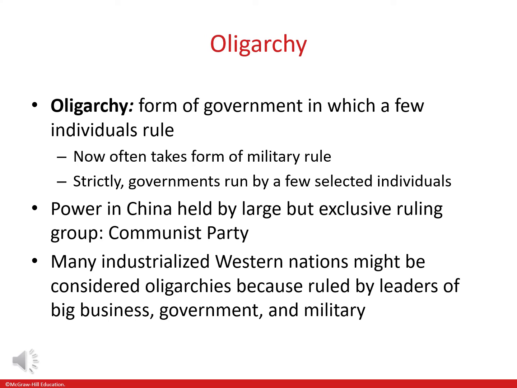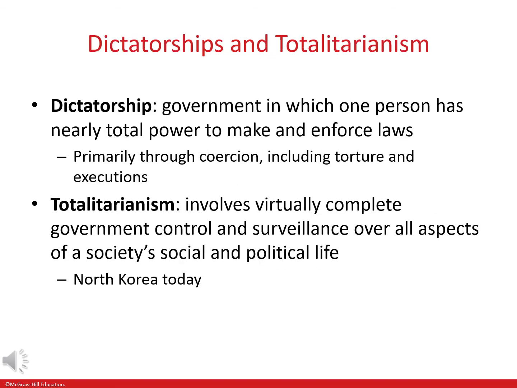An oligarchy is a form of government in which a few individuals rule. So that could be the military, it could be small forms of government. In a dictatorship, the government has one person who has nearly almost all power, and they can create and enforce laws. And then totalitarianism basically involves complete government control and surveillance over people's lives. So the government has access to everything and anything people do.